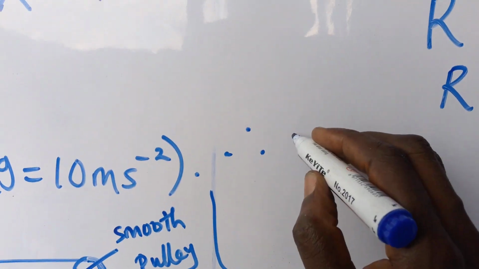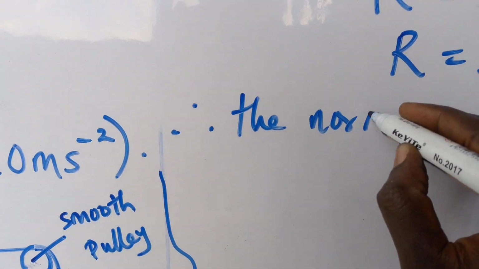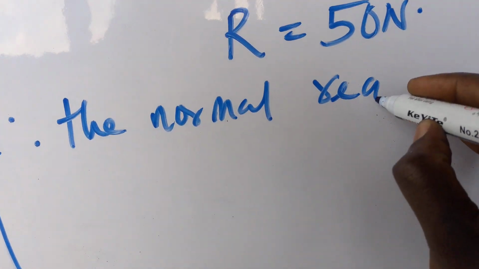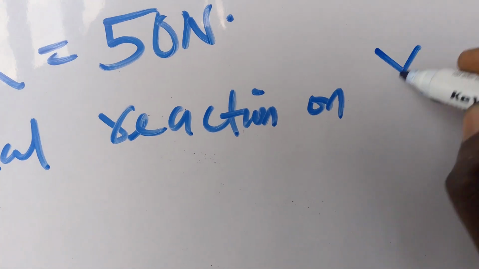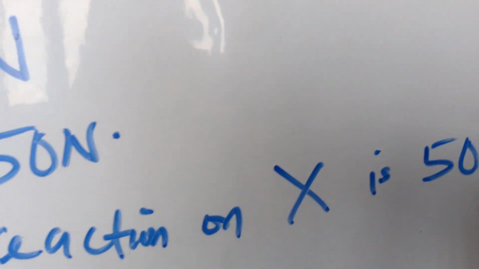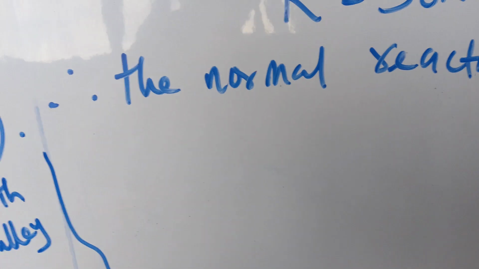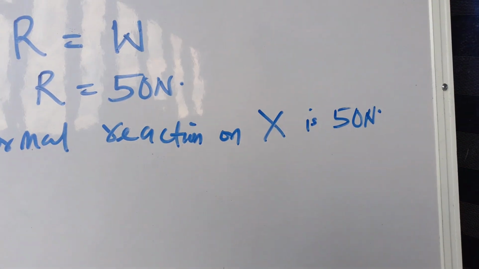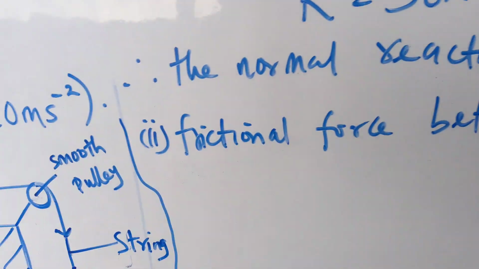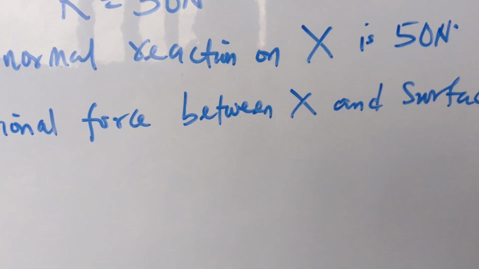So therefore the normal reaction on X is 50 newton. So we have solved that. The next thing we look for is the frictional force between X and the surface. Frictional force, okay, frictional force between X and the surface.